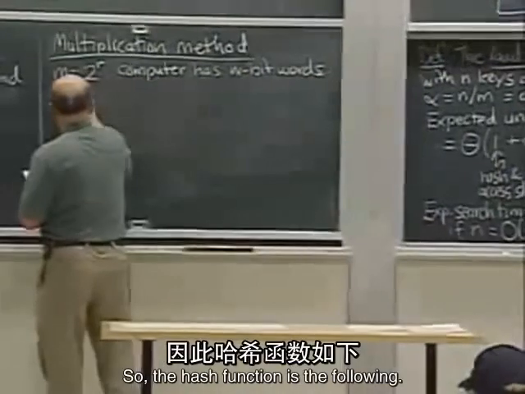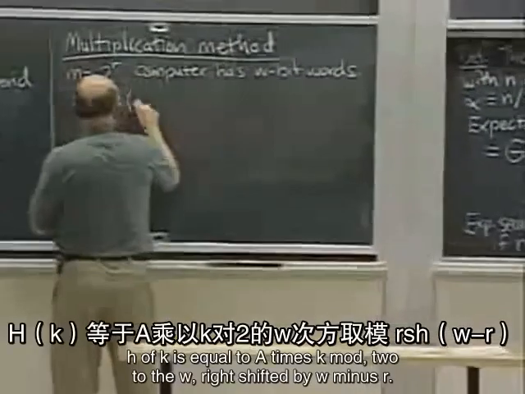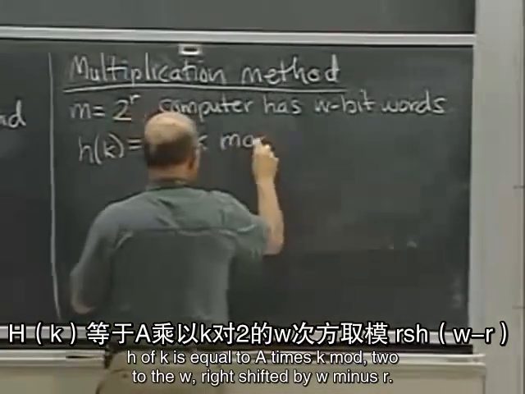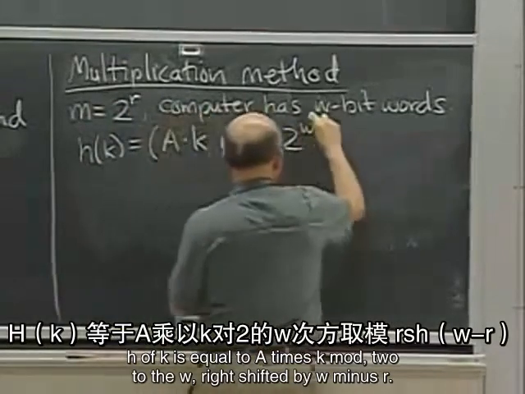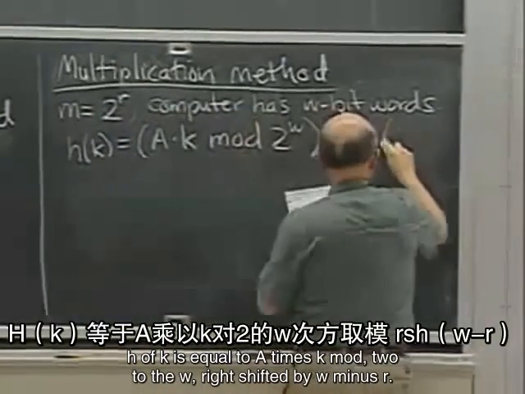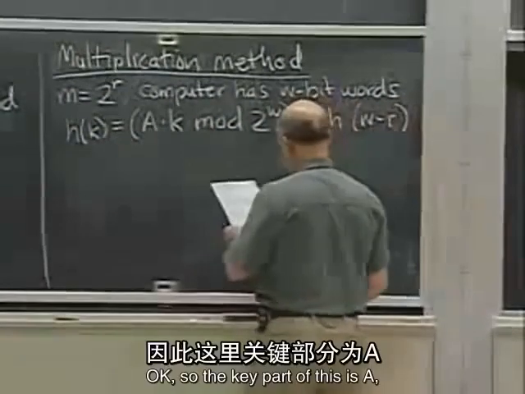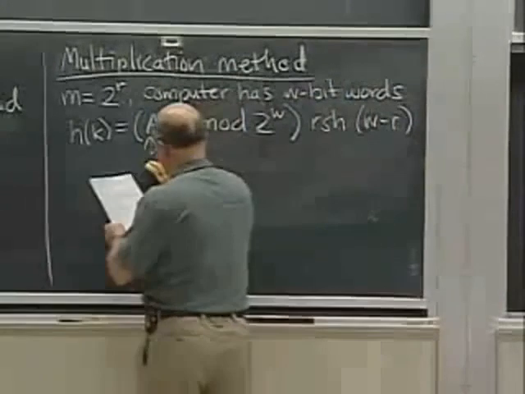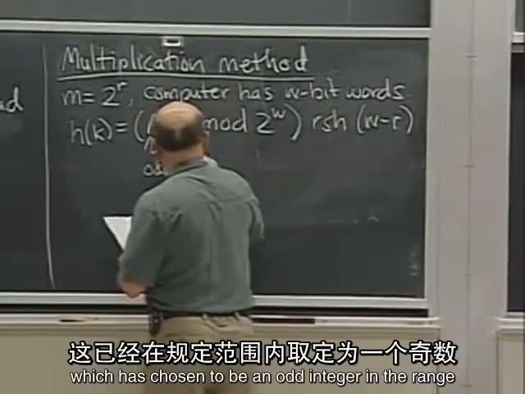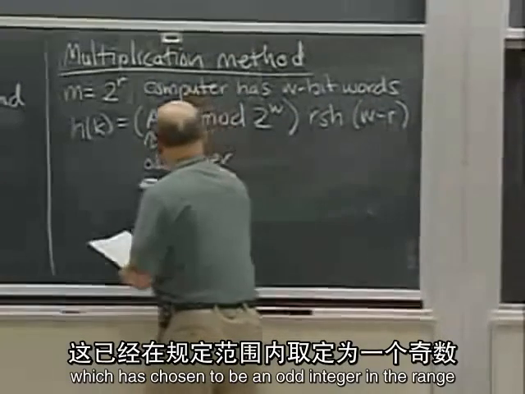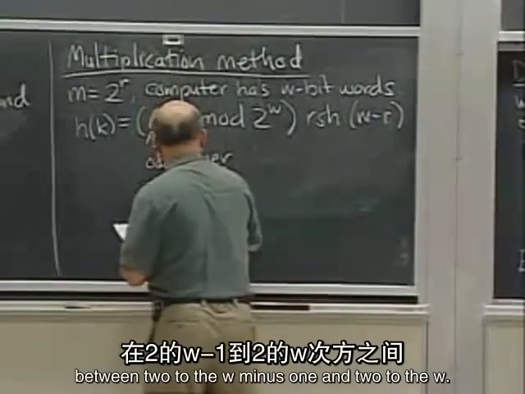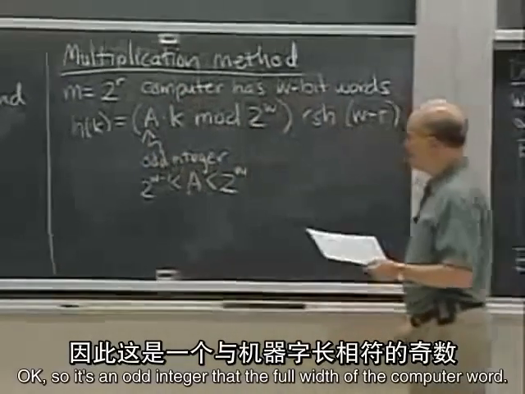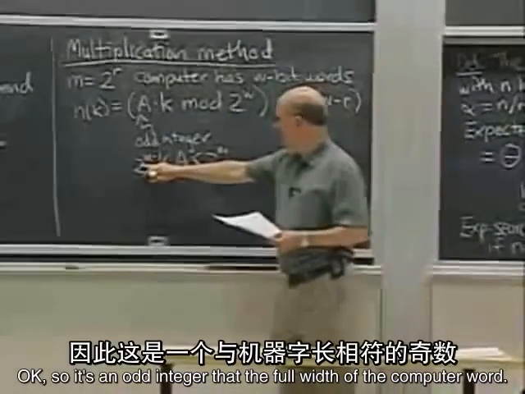So the hash function is the following. h of k is equal to a times k mod 2 to the w, right shifted by w minus r. So the key part of this is a, which is chosen to be an odd integer in the range between 2 to the w minus 1 and 2 to the w. So it's an odd integer that's the full width of the computer word.